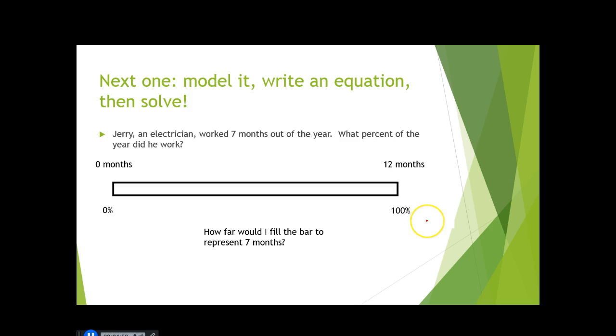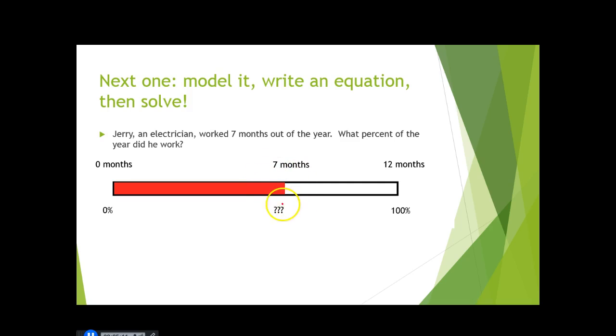Now, we need to figure out how far 7 months would represent. If this is 12 and this is 0, how far along is 7 months? It's going to be more than half, because 6 is half, so it'd probably be somewhere around here. Sweet. And what will we put on the top and the bottom? 7 months is on the top, and this is what we're looking for on the bottom. So here's our equation, or the question. 7 is what percent of 12?